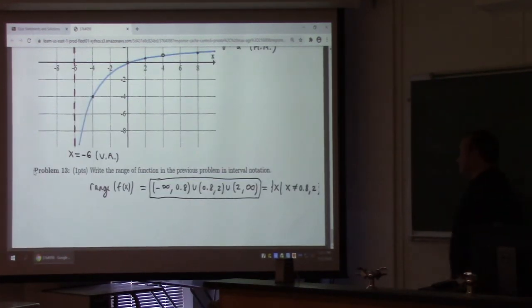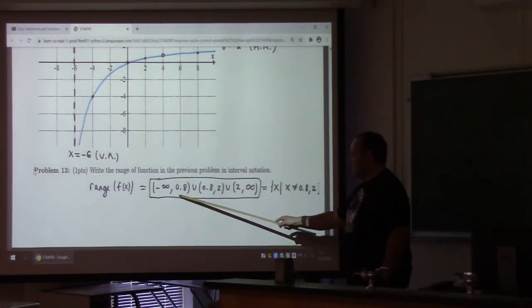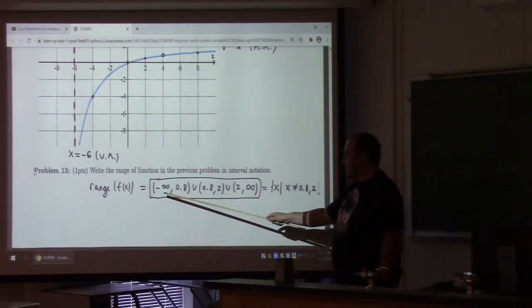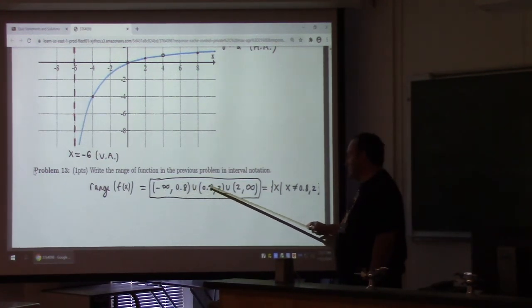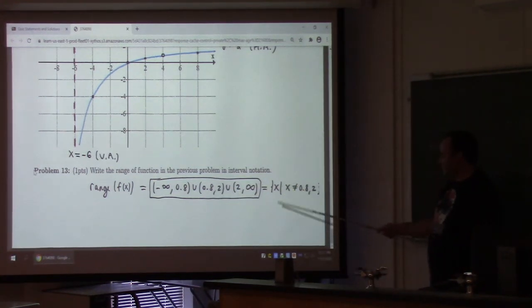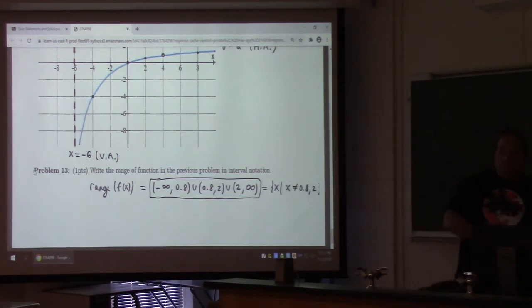So there's the interval notation version of what I just said. From minus infinity to 0.8, and then from 0.8 to 2, and then from 2 to infinity. In set builder notation, that's x such that x is not equal to 0.8 or 2.